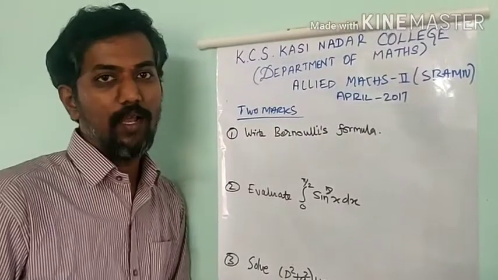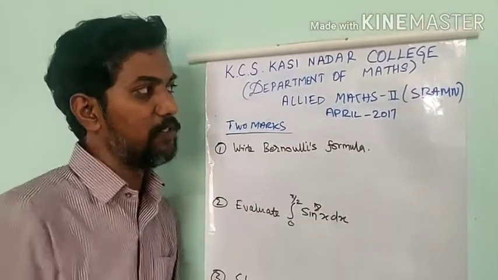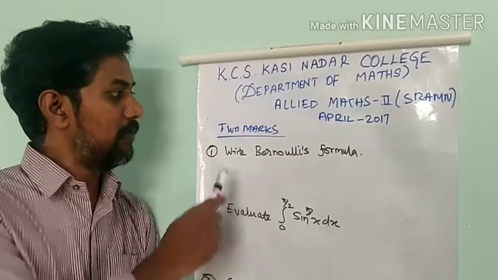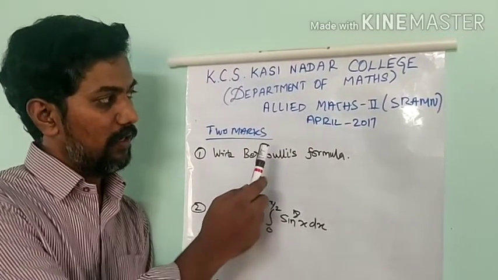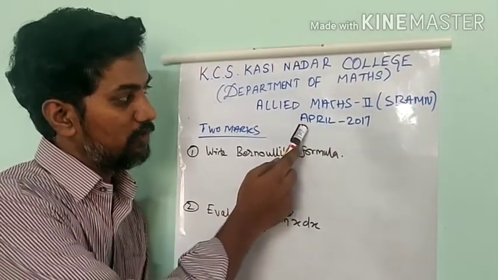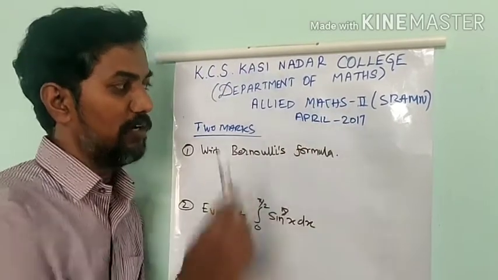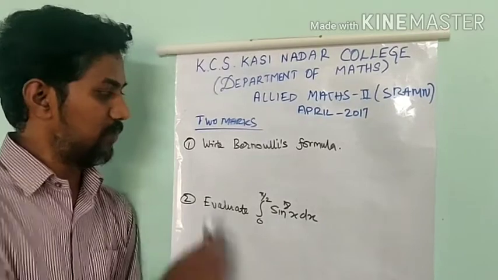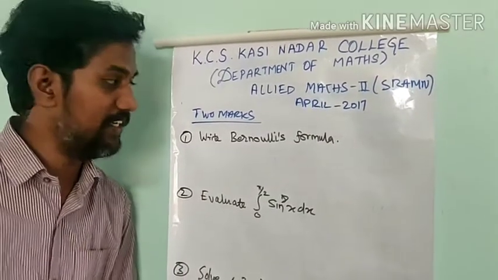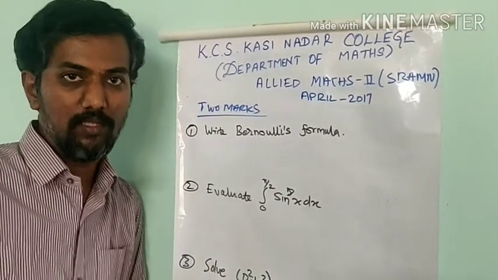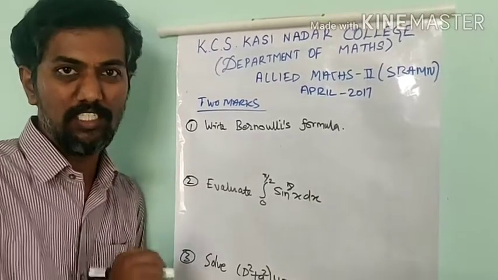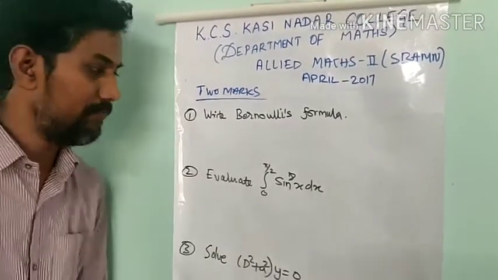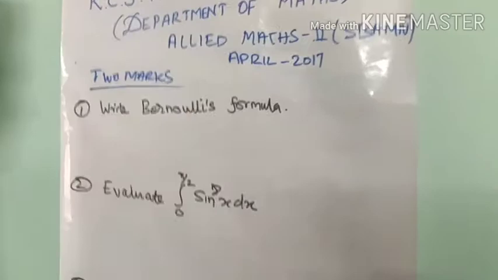Hello students, in this video we are going to see the Allied Mathematics 2 paper. This is a 2 mark problem asked in the University of Madras question paper, April 2017, UG syllabus. Two mark problems we can score very easily, because all the problems take only 2-3 steps. So you see the first problem: write Bernoulli's formula.